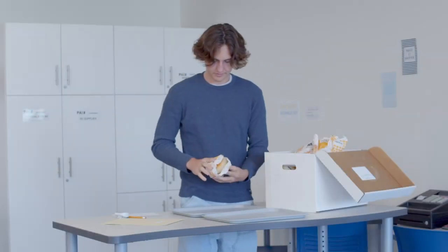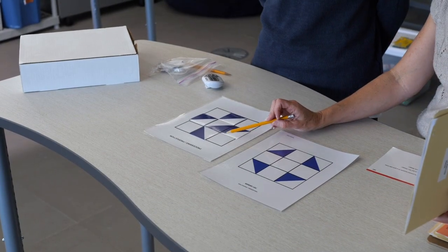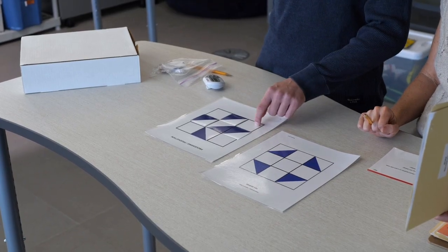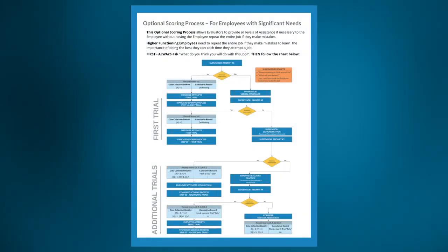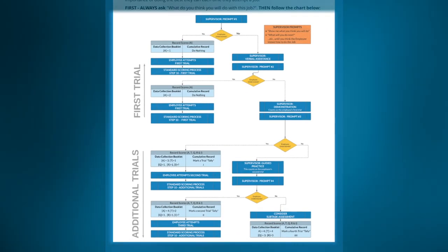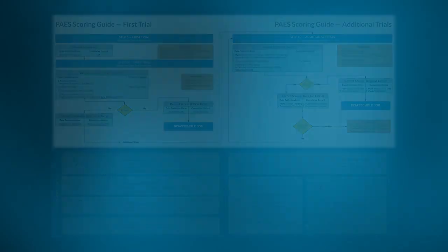If an employee with significant needs regularly struggles to complete Level 1 jobs, especially if they get frustrated when asked to retry jobs from the beginning, they would probably benefit from the optional scoring process. This is the optional scoring process flowchart. It's designed to assess employees with significant needs more accurately without making them repeat trials unsuccessfully over and over. The optional scoring process is similar to the standard scoring process in many ways. However, it has some key differences.